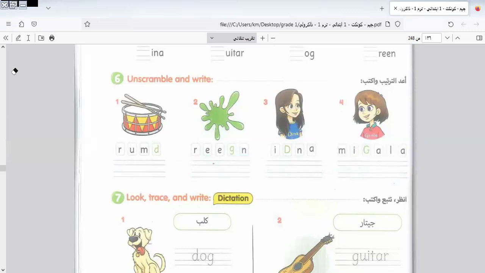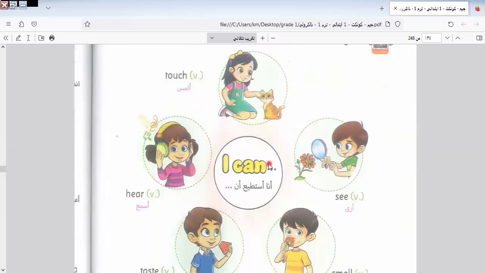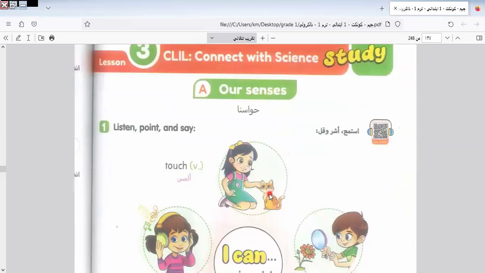I answered some of them, and I would like to keep it and answer by yourself. Here is dog, and here is guitar. Let's continue. Here we use the expression of I can.